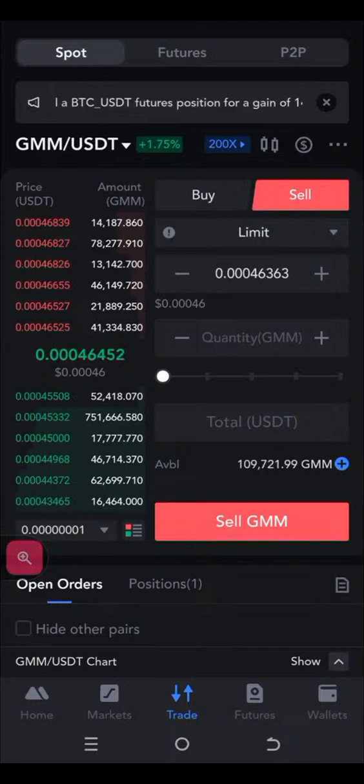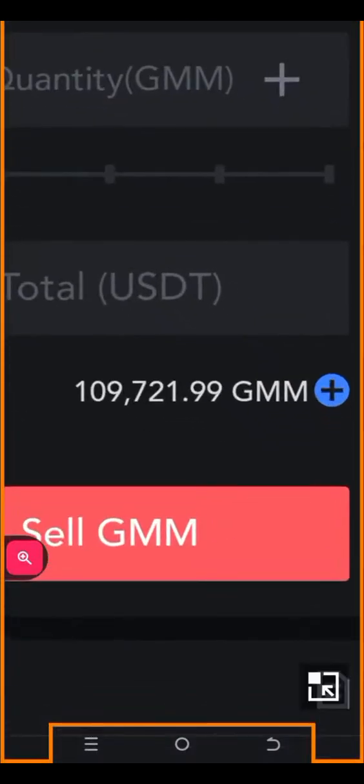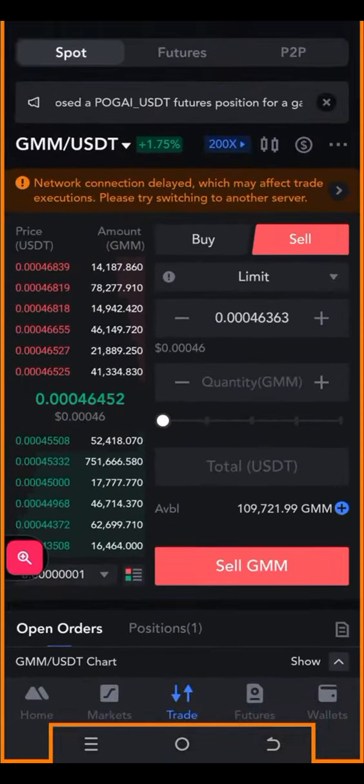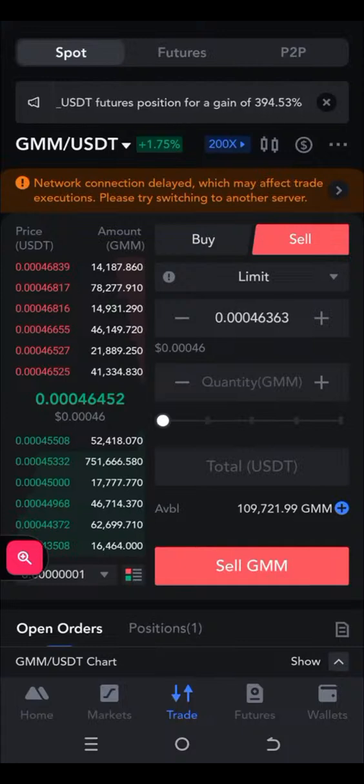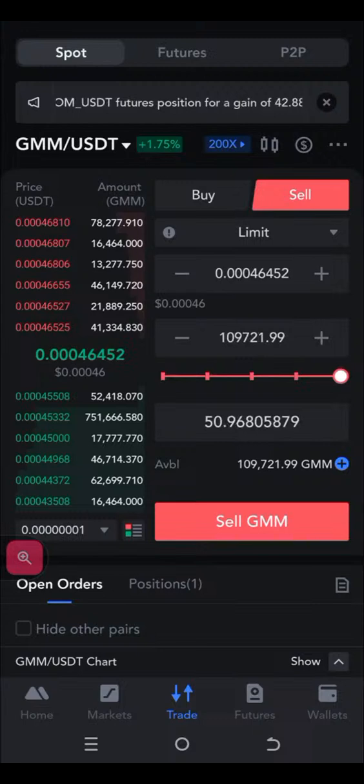All right, it's here. As you can see, we've got our money here. That's 109,721 GMM. Okay, so let's go quickly and set our sell limit. But let's even quickly see if we want to sell outrightly, right? What is that going to give us? Okay, so let's put the entire 100%. Oh, this is 50.96. So that means if I click on sell, that's going to put me in the queue.